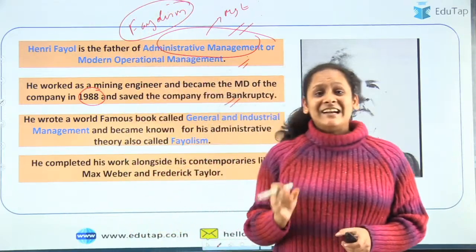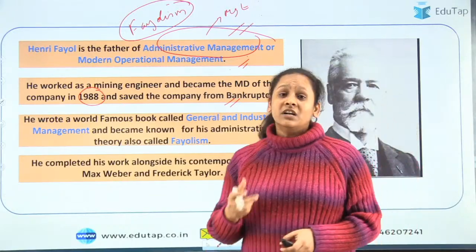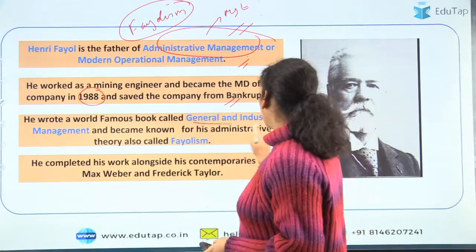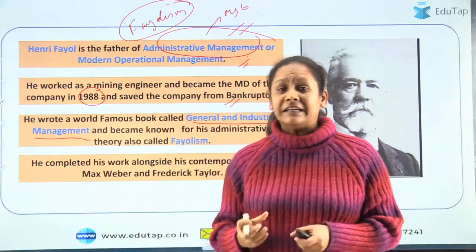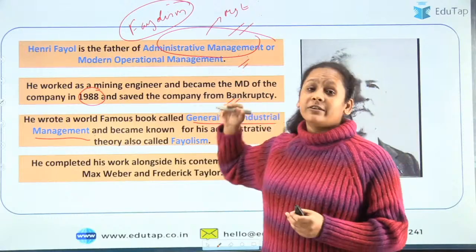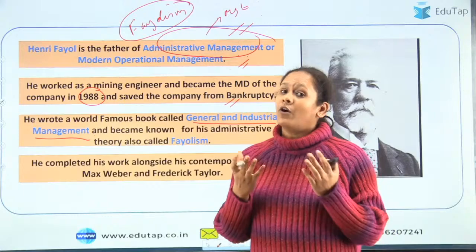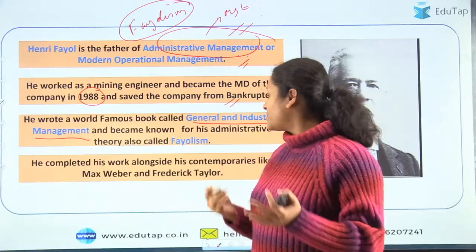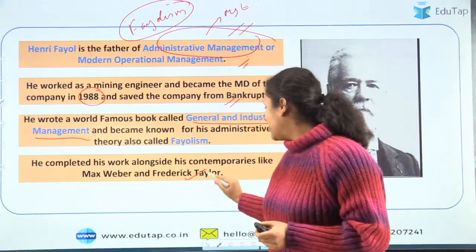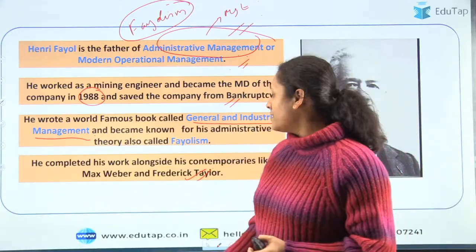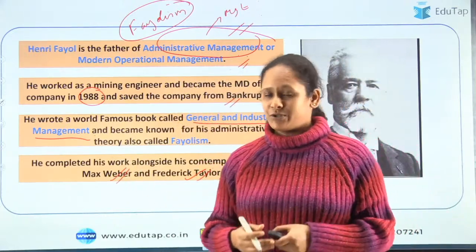And we'll be understanding each of them in detail today. And he wrote a very famous book which is known as General and Industrial Management, which gave him a lot of popularity. And as I said, administrative management theory comes under classical management theory. So what were the other classical management theories which were existing? The first is Frederick Taylor's scientific management theory, and the second is Max Weber, who gave the bureaucratic theory of management.